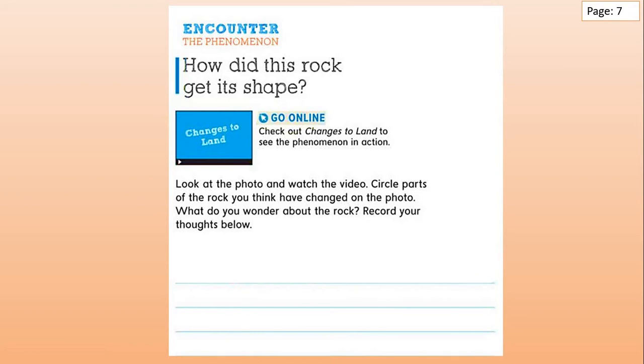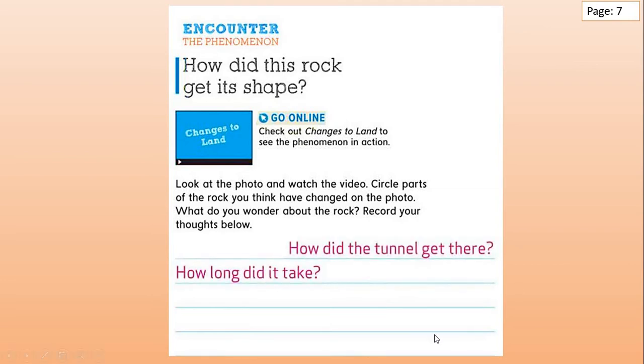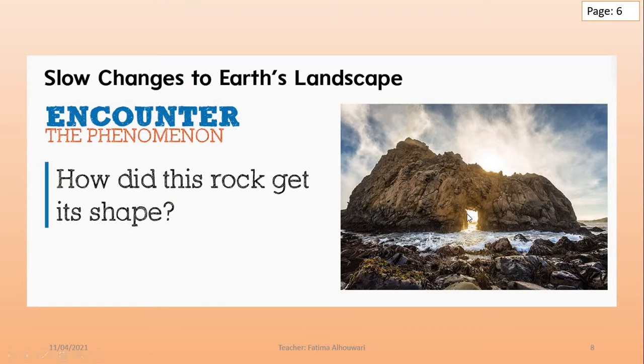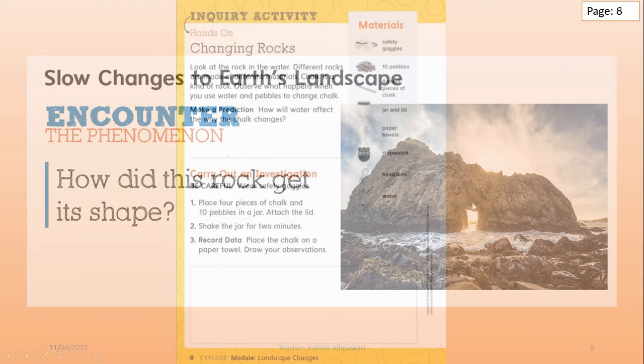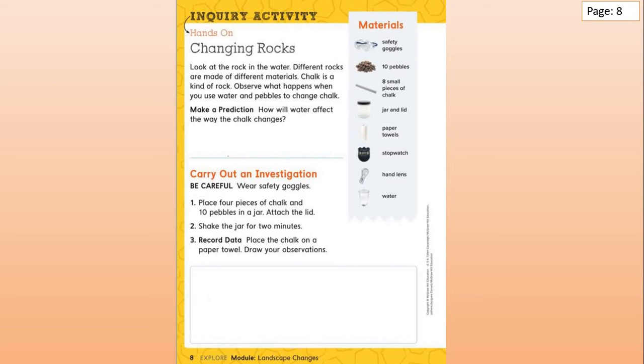For me, I have a big question. How did the tunnel get there? And how long did it take? Let's take another look. Here it is. How did this tunnel get there? And how long did it take? To understand more, let's do this inquiry activity.